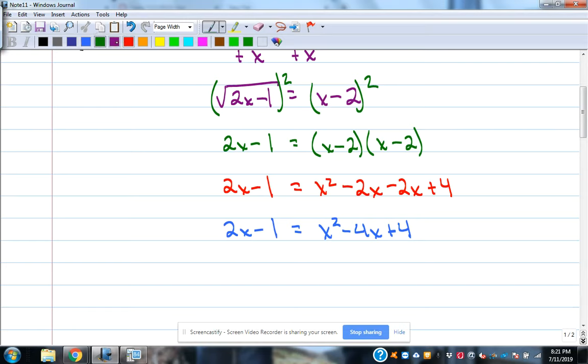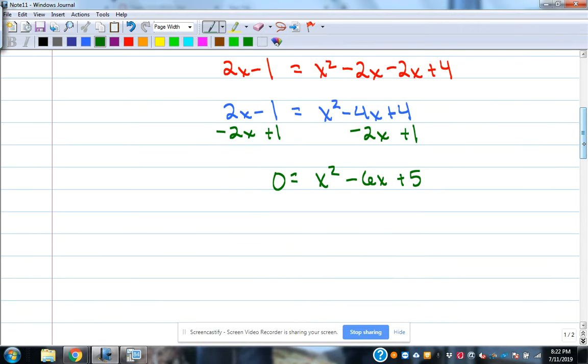So first step would be to move the 2x minus 1 over here with the x squared minus 4x plus 4. That's the shortest route. So that's the method I'm going to use. So I'm going to subtract 2x and add 1. So that's going to get a 0 there. x squared minus 6x plus 5.